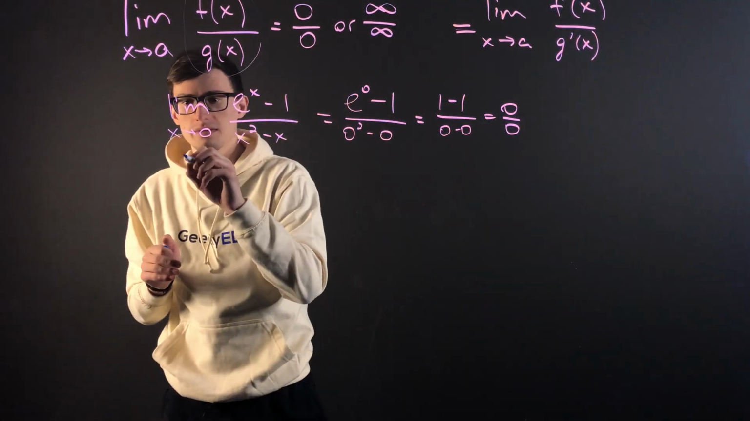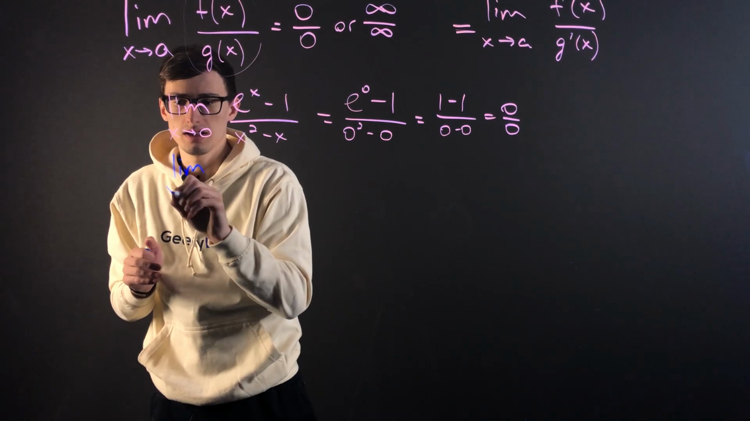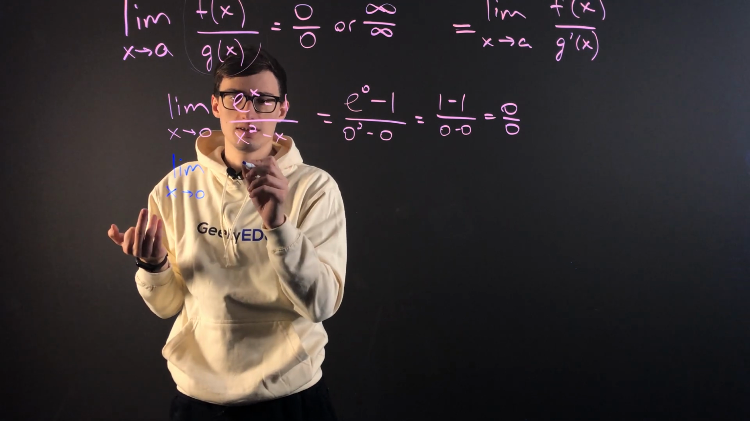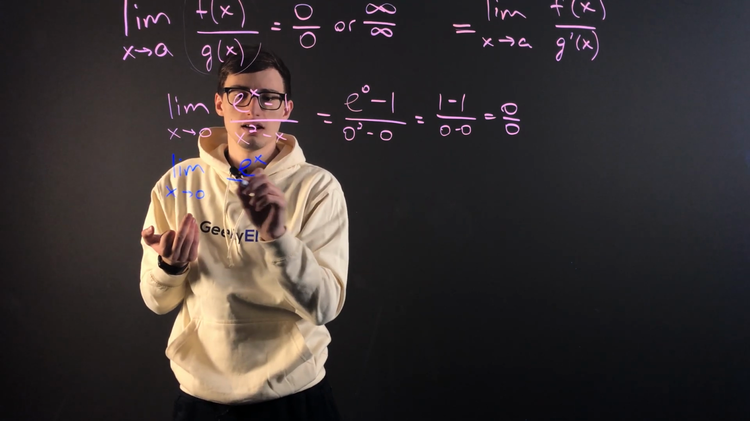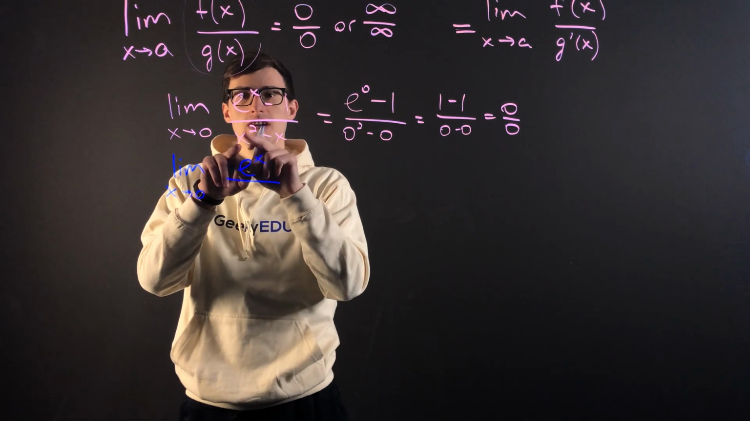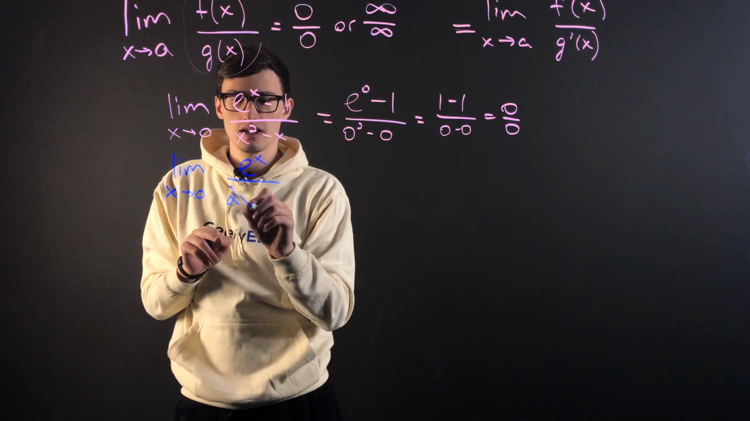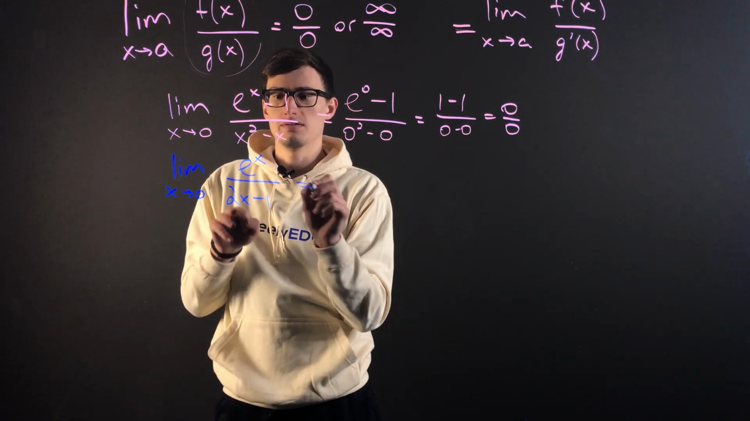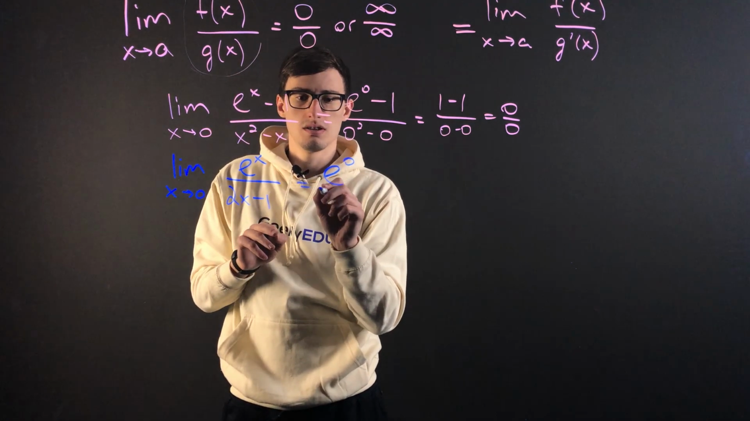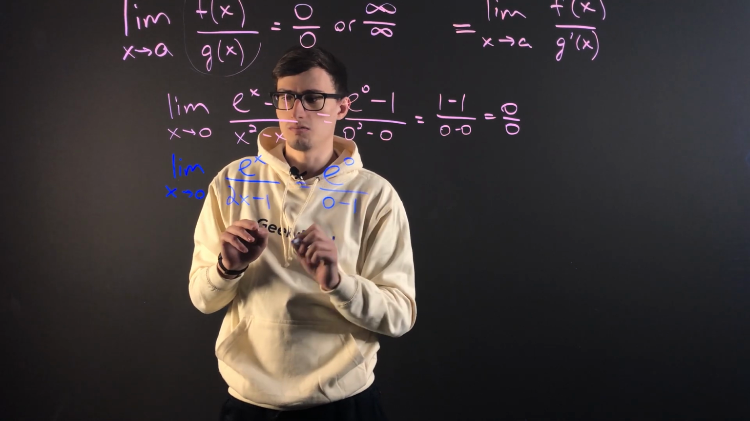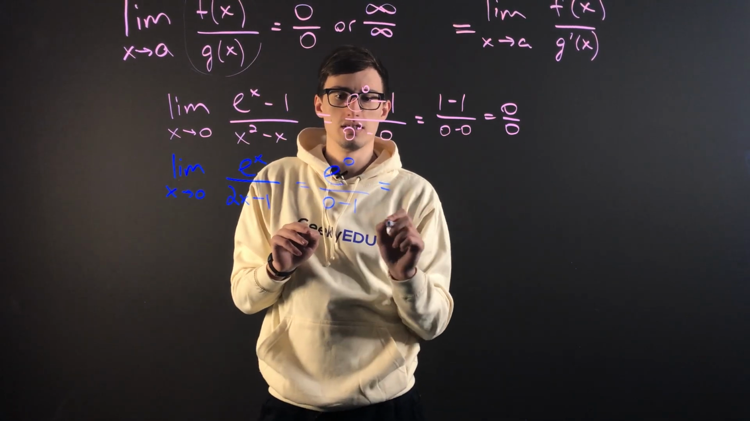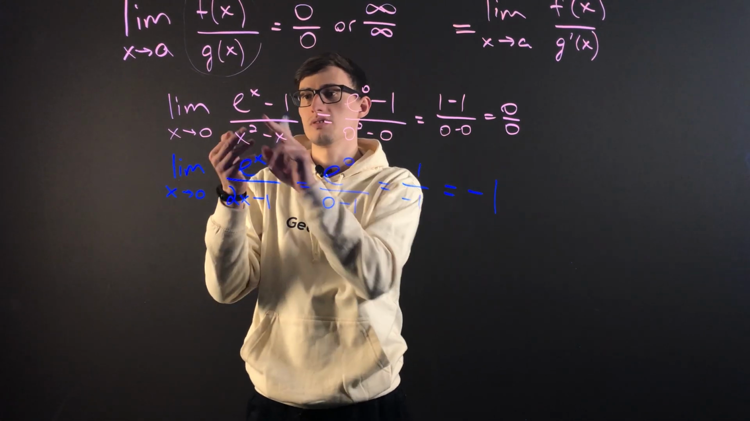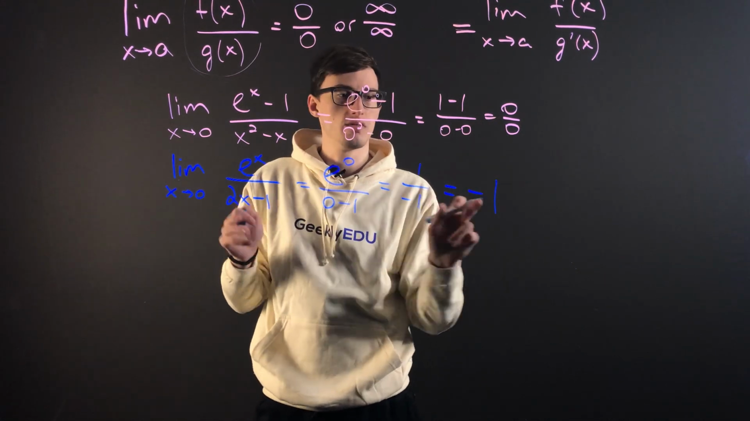What do we get? We have the limit as x goes to 0. The derivative of e to the x minus 1 is obviously just e to the x over the derivative of x squared minus x. It's 2x minus 1, right? Now let's plug in 0 here. We have e to the 0 over 0 minus 1, right? And this is equal to 1 over negative 1, or just minus 1. There we go. It worked. We don't have the 0 over 0, we have the minus 1.